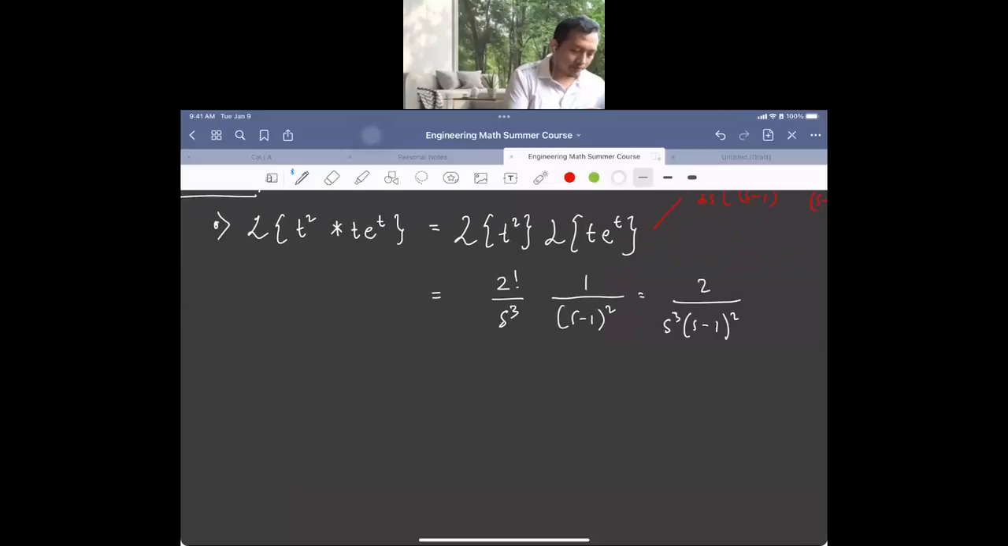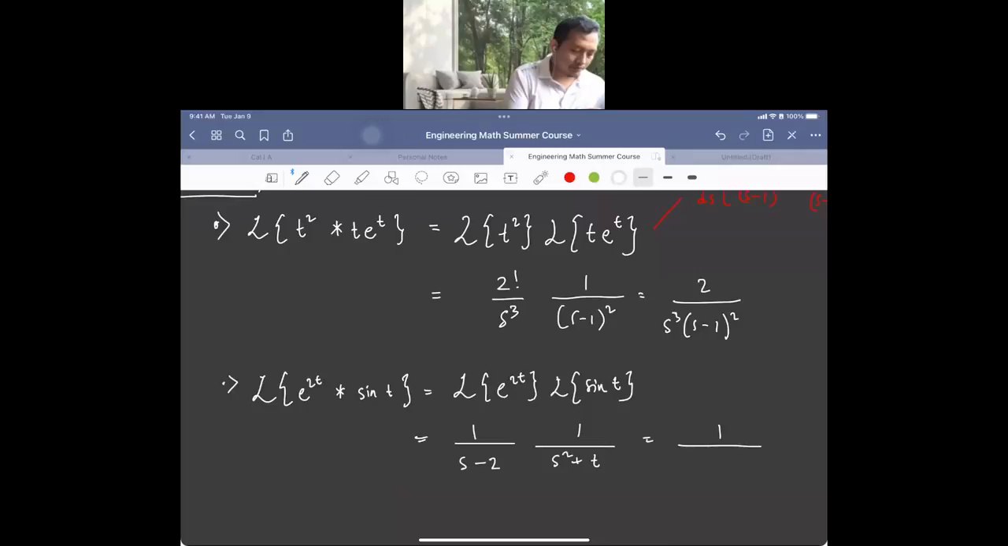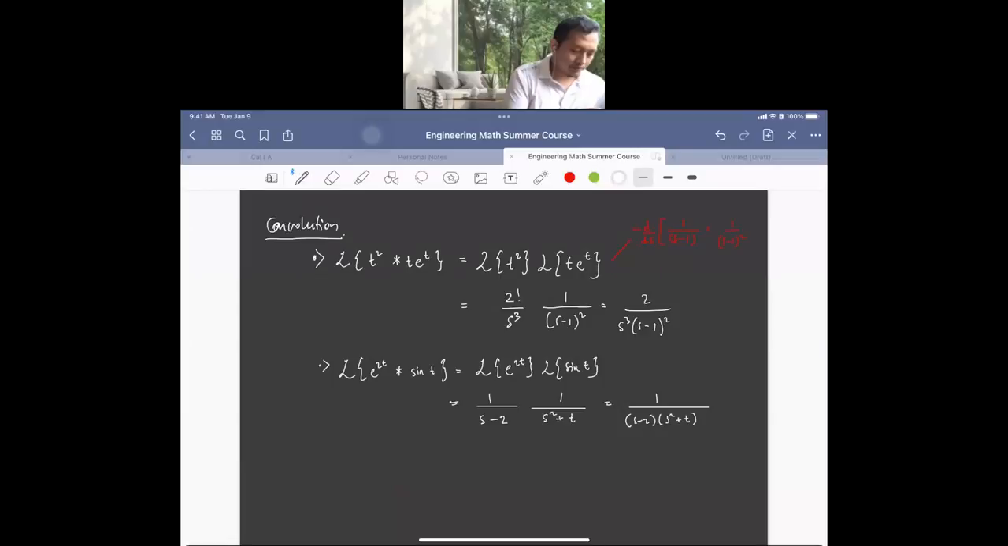And in the same way, we have another one. Let's say we have e^(2t) convoluted with sin t. This is Laplace of e^(2t) multiplied with Laplace of sin t. e^(2t) is 1 over s minus 2, and sin t is 1 over s squared plus 1, so we have 1 over (s minus 2)(s squared plus 1). Okay, this is just looking at the convolution.